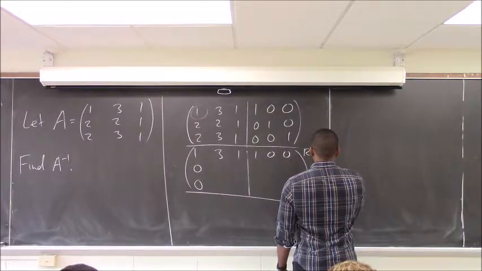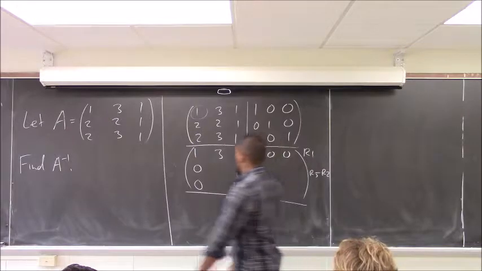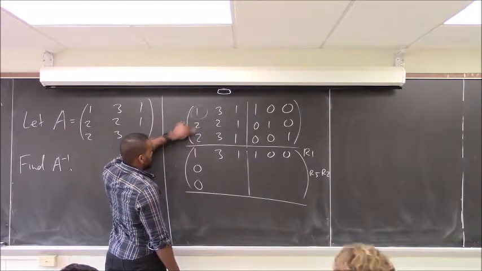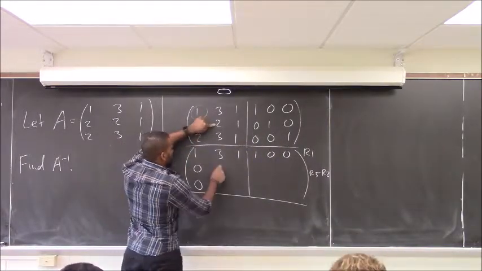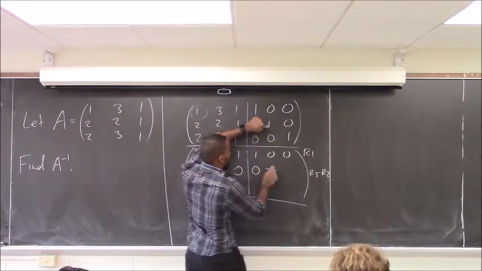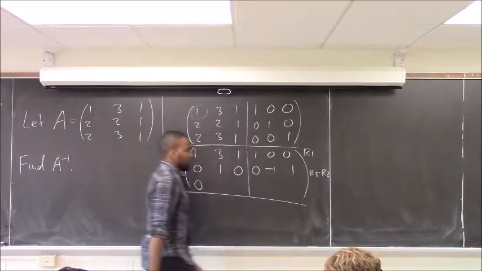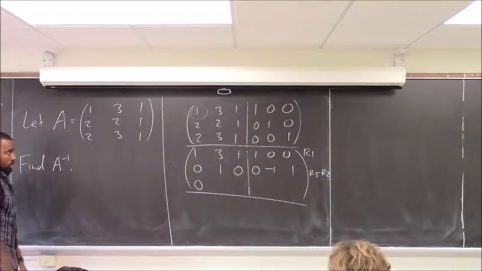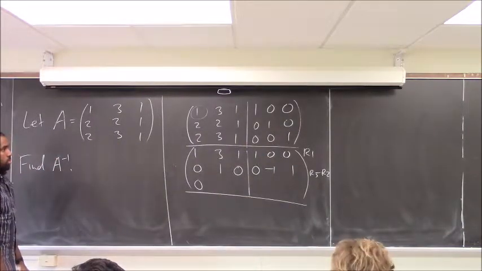I can do row 3 minus row 2. This minus this, 0. This minus that, 1. This minus that, 0. This minus that, 0. This minus that, minus 1. This minus that, 1. So I can do the third row minus the second row.